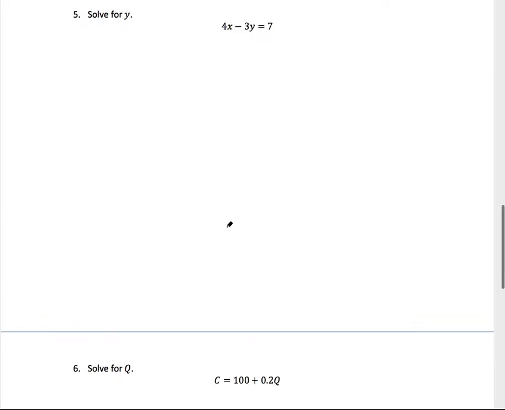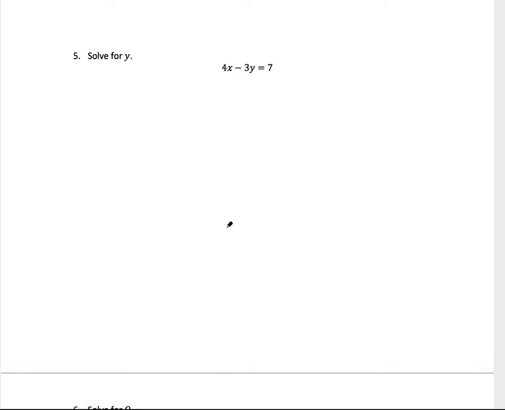Let's take a look at another example here where we're asked to solve a linear function for a particular variable. Notice here we're given 4x minus 3y is equal to 7, and we want to solve for y. But notice this equation has two variables in it, and sometimes that happens. It's okay. Sometimes you might have an equation that has nothing but letters. There are no numbers, but we can still solve for a particular variable by using inverse operations.